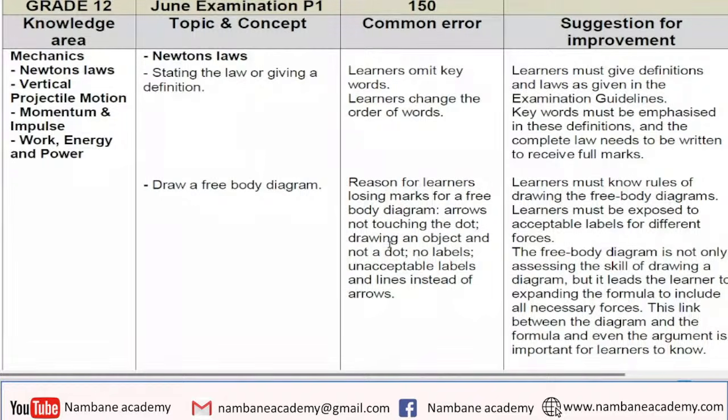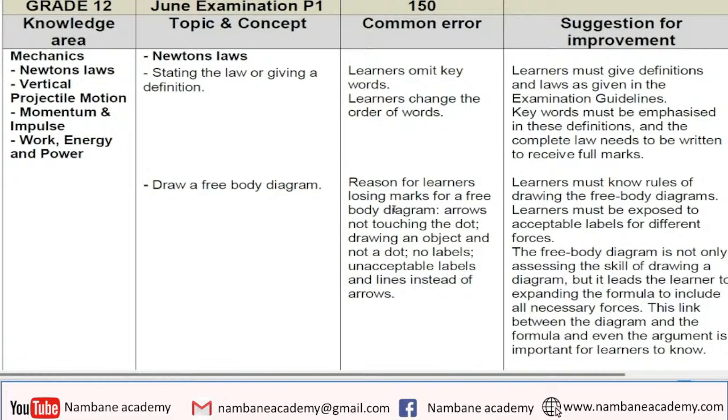But when they say state this definition, or give the definition, define, state this principle, you give it as it appears in the examination guideline. That is very, very important. Then the other mistake that many of our learners make is on the drawing of free body diagrams.